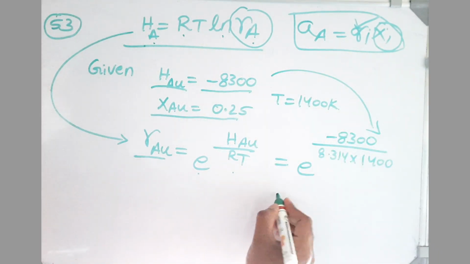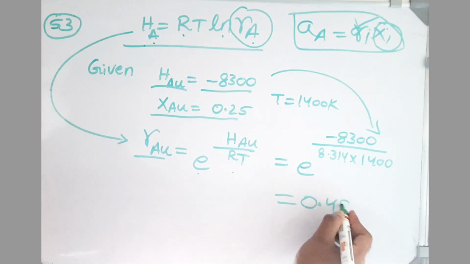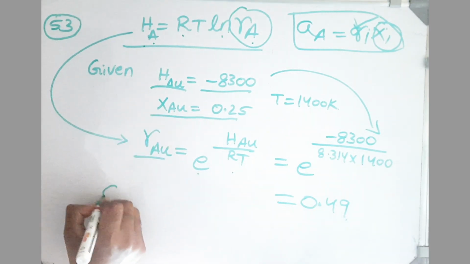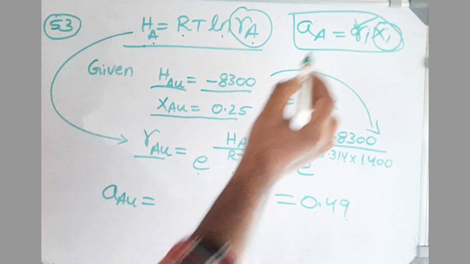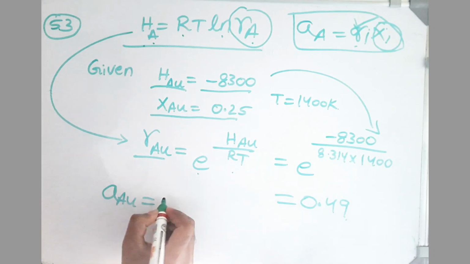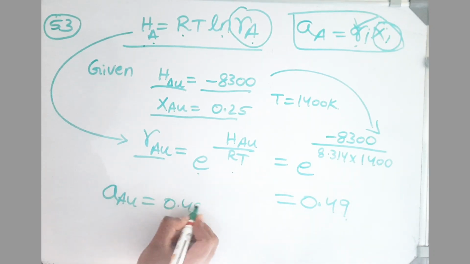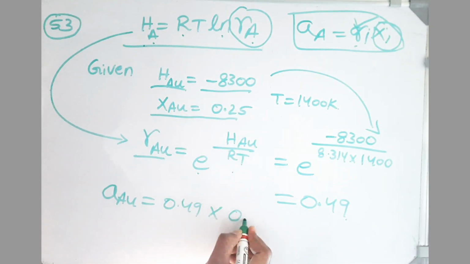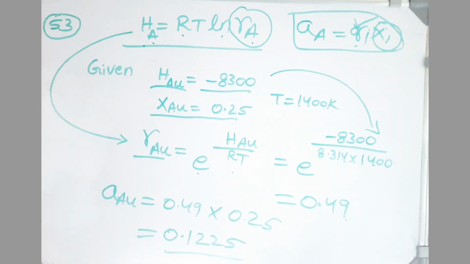So after substituting we get the value 0.49. So we need to find the activity of gold, which is equal to gamma gold times xi gold. So gamma gold is 0.49, mole fraction is 0.25. So this gives us 0.1225. This is our answer.